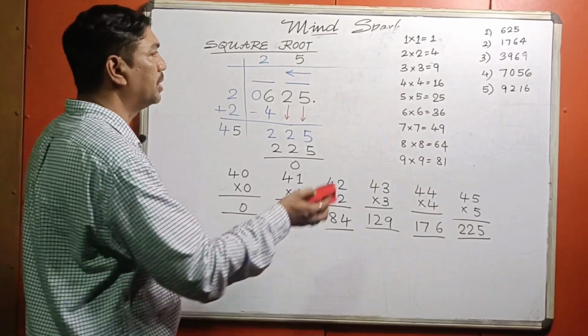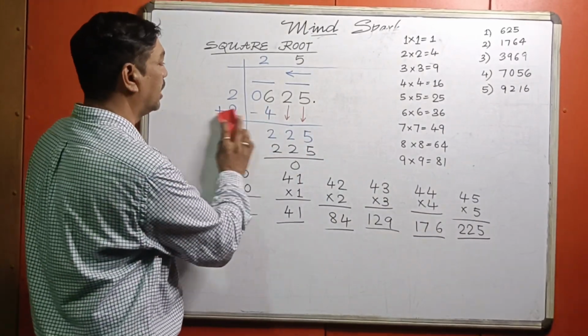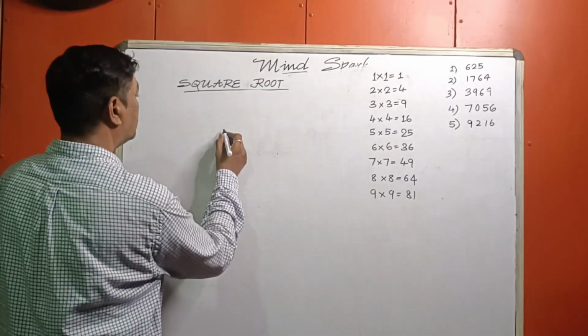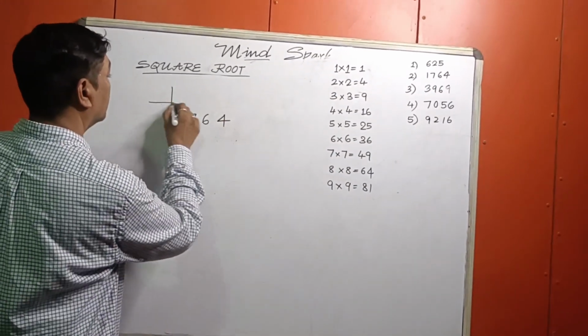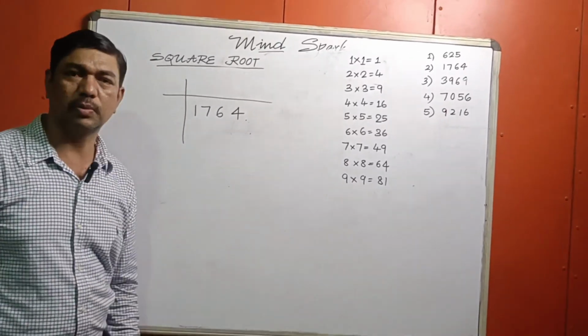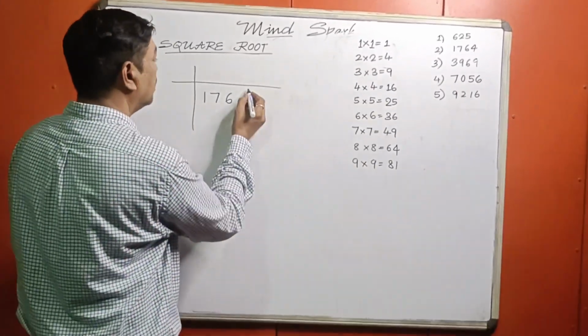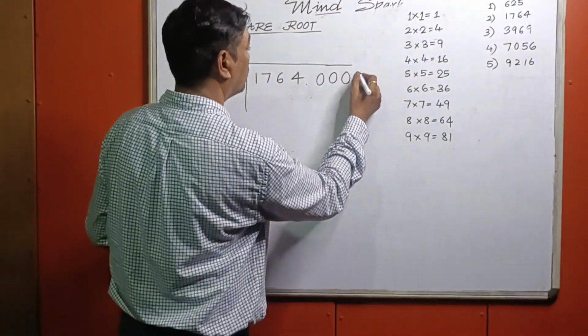Okay, coming to the next problem. Shall we do the next problem? So the next problem is 1764. Again there is a decimal point, and you can put any number of zeros on this side.